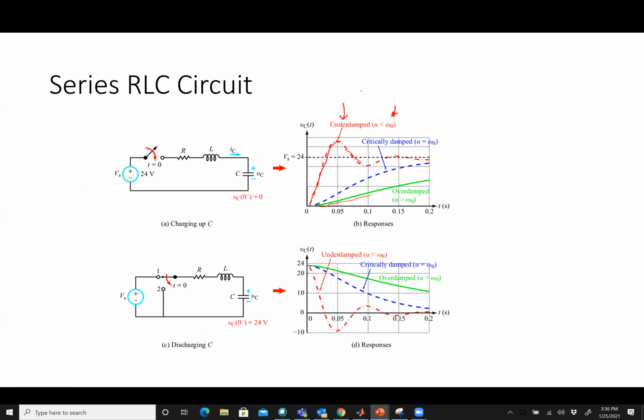If I had a mechanical system, like back when I showed that video early on, I had that kind of behavior for a position, for an angle. So in any second order system, the variables always have these sorts of behaviors. For us, it's always going to come down to an IL or a VC.